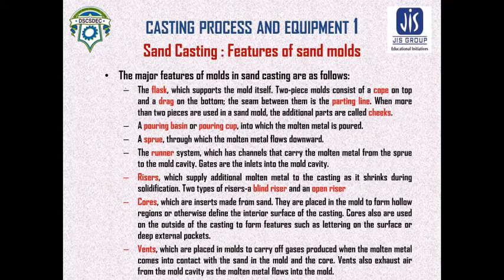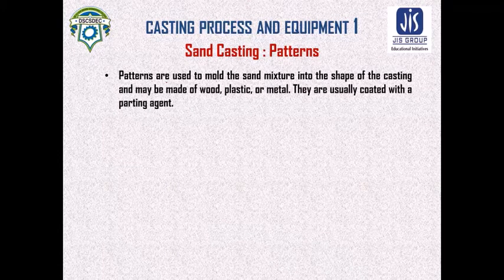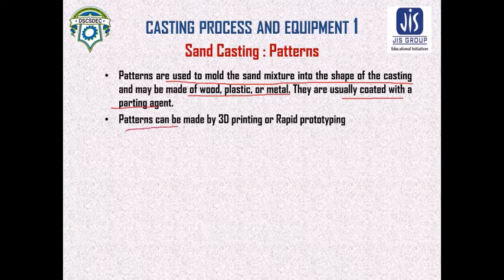Here it is only the discussion of what I told in the last slide, mainly for your theory. And now I am coming to patterns. What are patterns? Patterns are used to mold the sand mixture into the shape of the casting, and they can be made of wood, plastic or metal. They are usually coated with a parting agent. Patterns can now be made using 3D printing or rapid prototyping. This pattern making can be done very easily, which in turn increases the functionality of the casting operation.